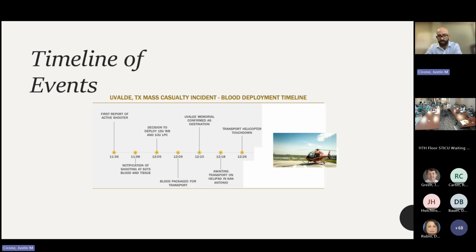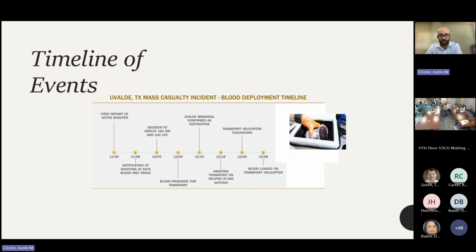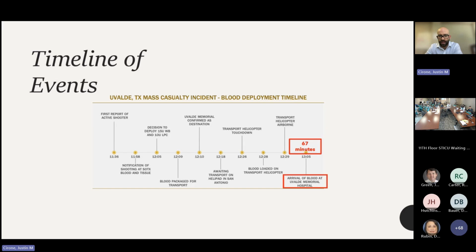And within the next 12 minutes, the helicopter touched down, got the blood. 2 minutes later, it was in the air. And ultimately got to Uvalde Memorial Hospital in 67 minutes from the time of the first report of an active shooter. We're not even, or from the notification of the blood bank. This is an incredible response time to be able to transport 25 units of blood to a level 4 center to be able to transfuse people who are actively dying of hemorrhage.